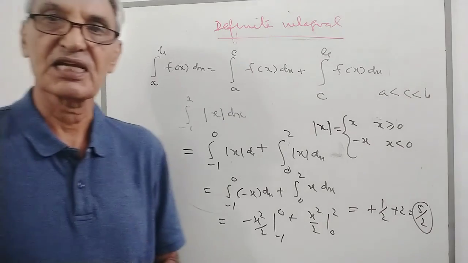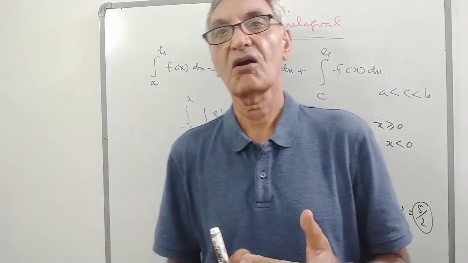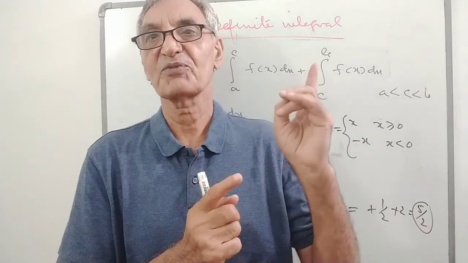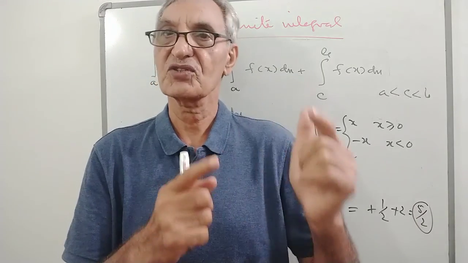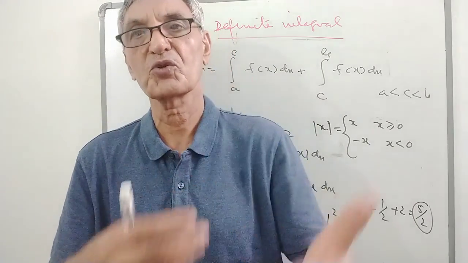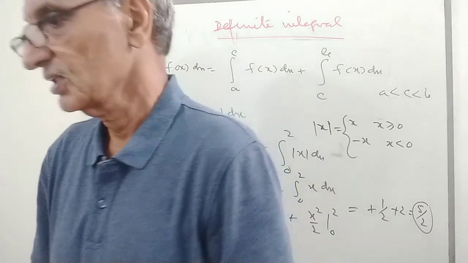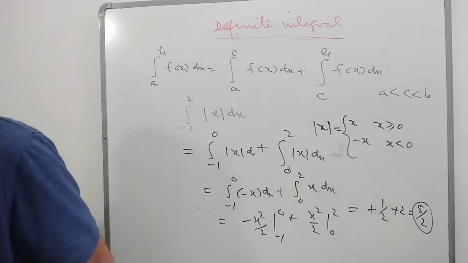So in this case, when there is involvement of a greatest integer function or an absolute value function, we take care of this property: integral from A to B equals integral from A to C plus integral from C to B. We can split into 2 parts or 3 parts or 4 parts, whatever is possible. This is how these questions use the formula.